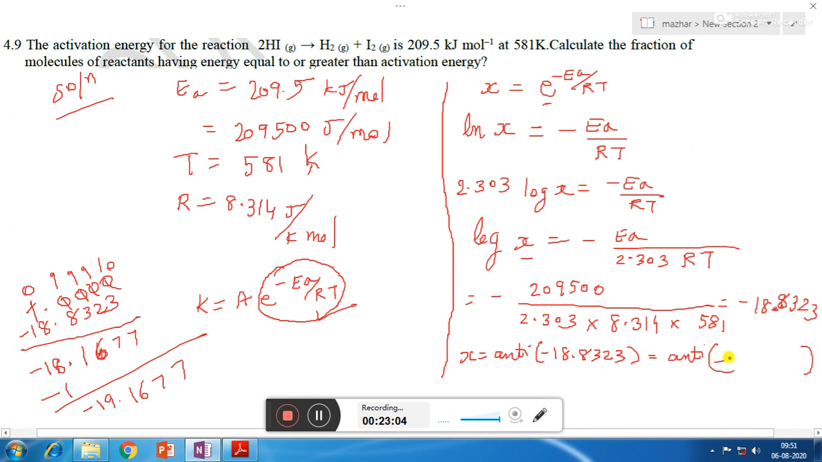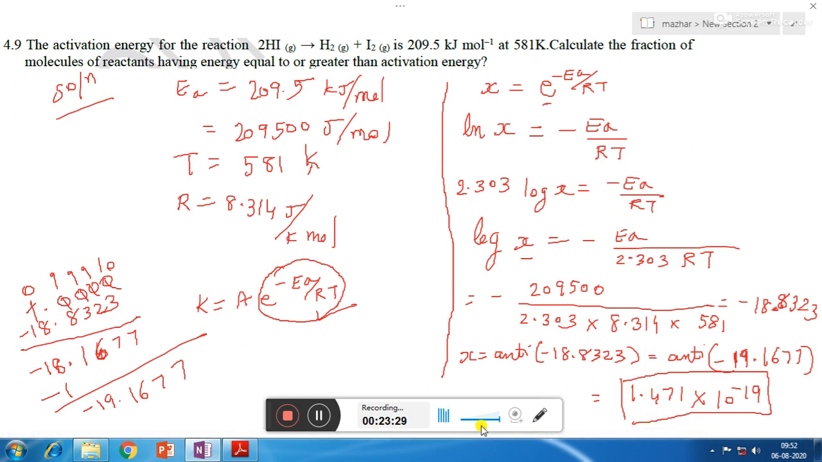So that means you have to find the anti-log of minus 19.1677. So our final answer for x will be 1.471 into 10 raised to minus 19. This is the fraction of molecules having energy equal to or greater than EA. So here the text gets completed.